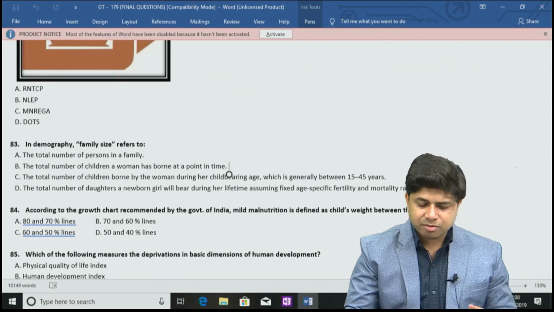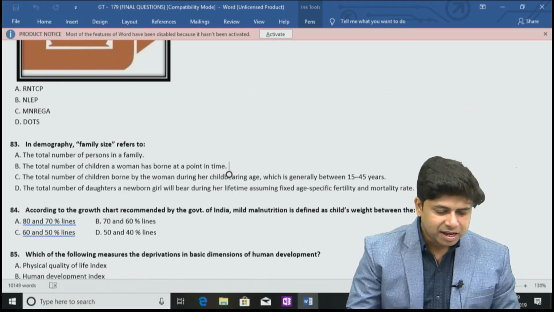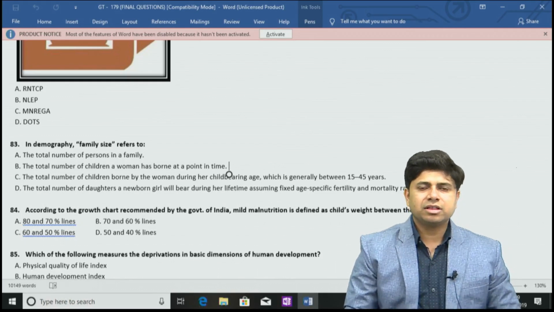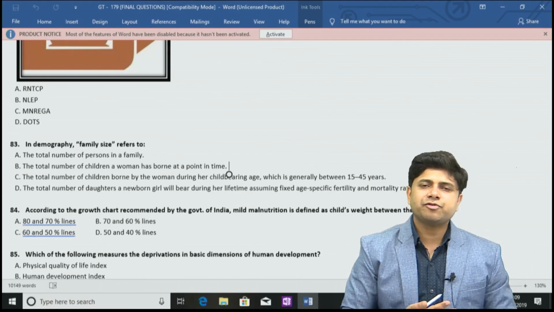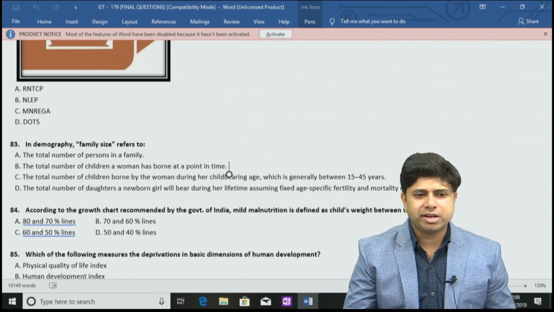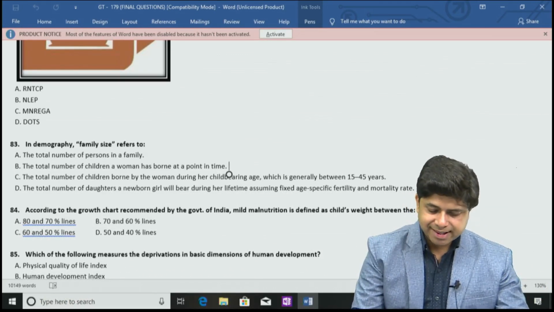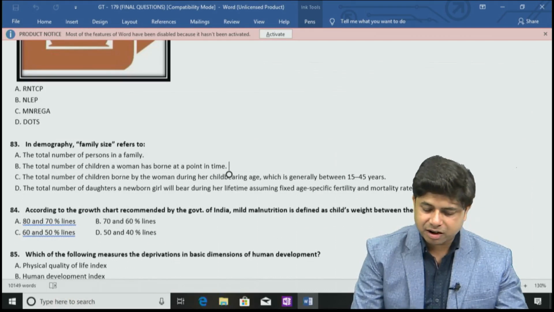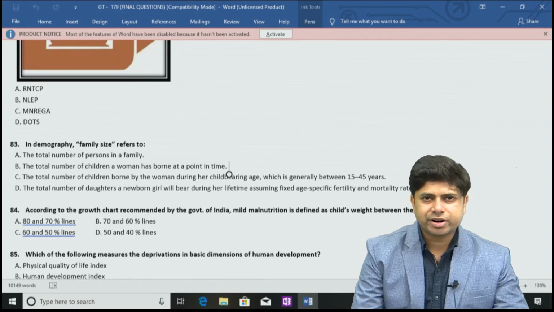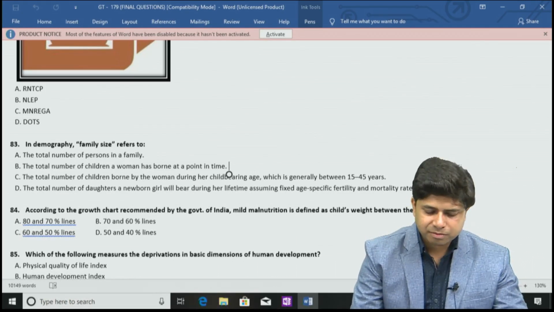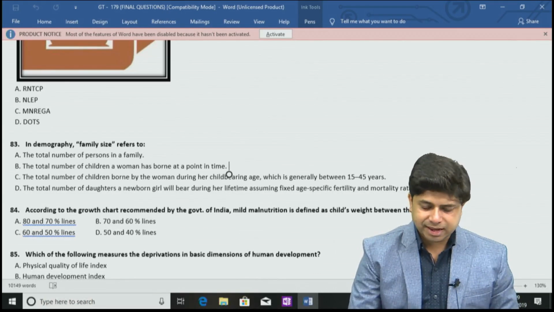And the total number of children born to a woman during her childbearing age, which is generally between 15 to 45 years of age, is the completed family size. That means the whole number of children born to a woman during her reproductive age, 15 to 45 years, is the completed family size. And the normal family size is the total number of children a woman has born at a point in time. That is the difference in demography. So we should not confuse these two. So the answer is B, obviously. We should not confuse these answers.